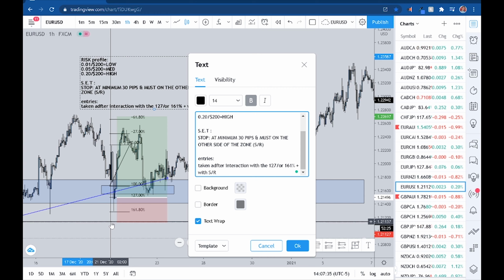We're using the Fibonacci extension with the 127 and the 161, and pairing that with the support and resistance in market structure in the candlesticks. Okay, so those are basically where those have to be traded.